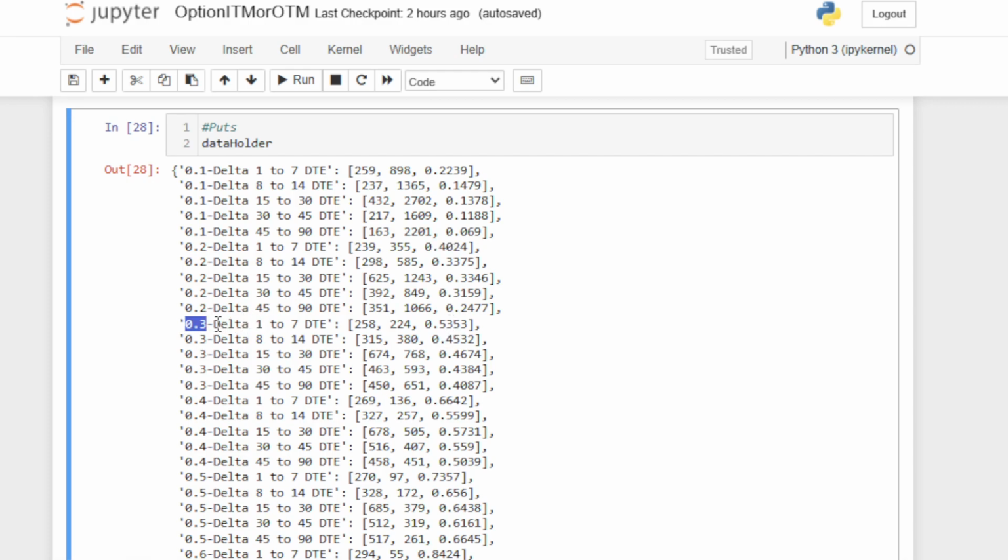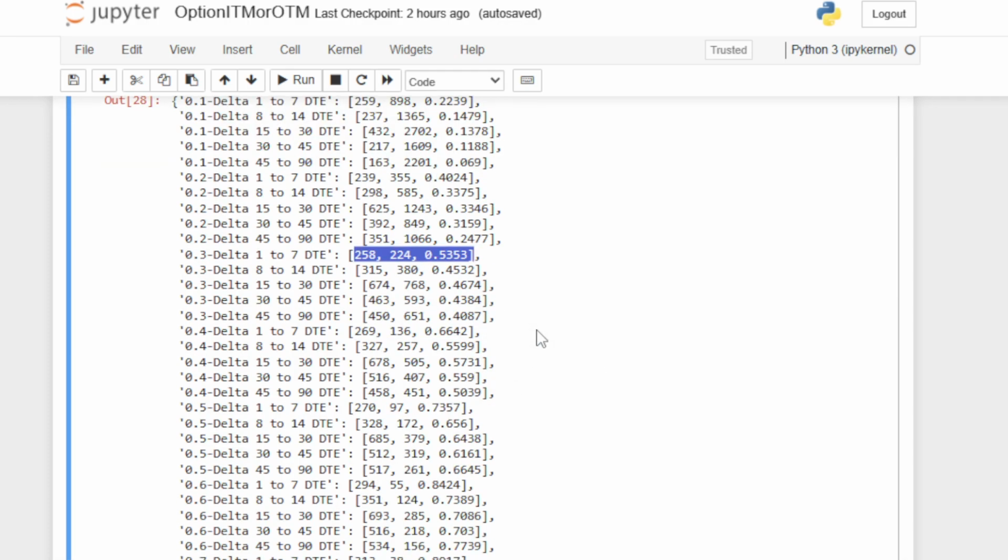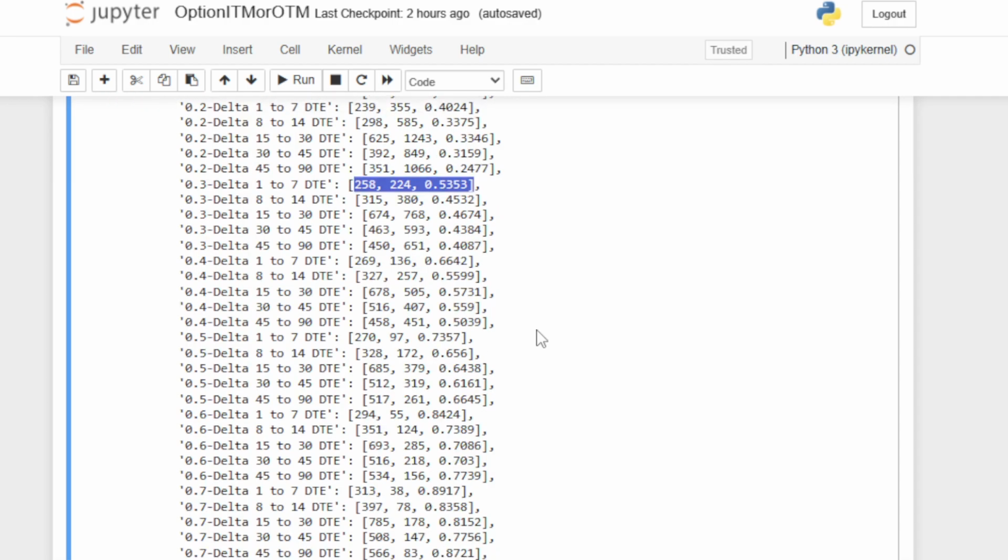Okay, so if you're trading short-term puts and that 0.3 delta, right, that's nearly 50% whether you'll be in the money or not. All right, and this is all historical data, so that doesn't mean that's how it's going to trade moving forward, but it's interesting to see. So as we scroll down, it looks like the puts tend to have a higher in the money percentage or likelihood compared to the calls.